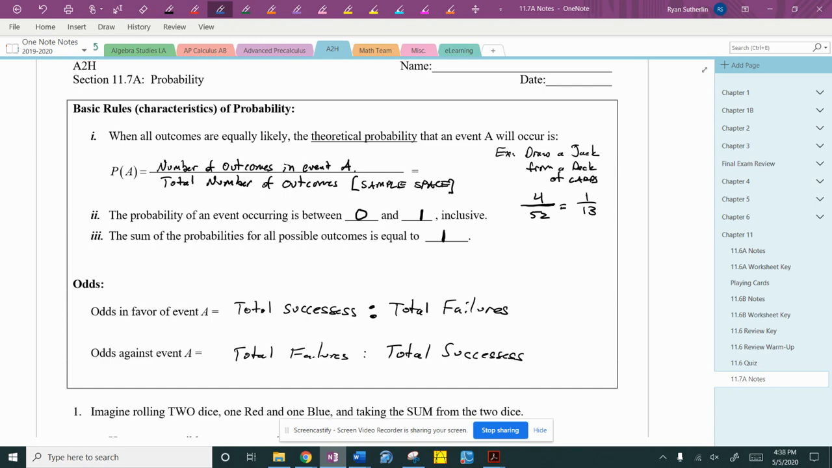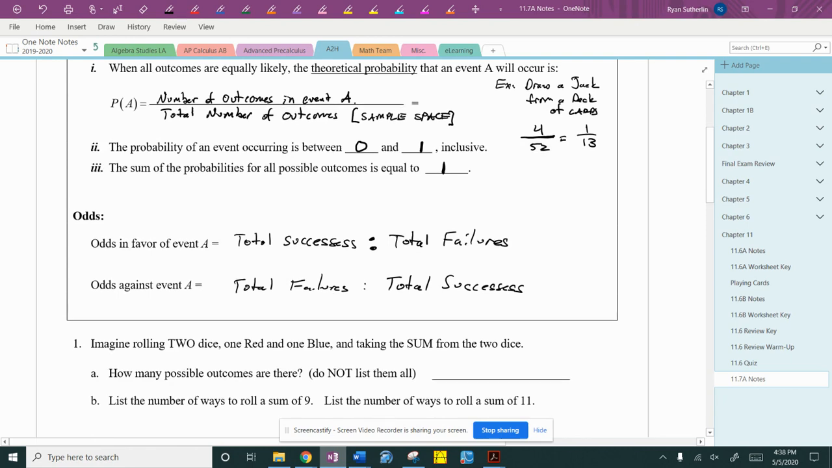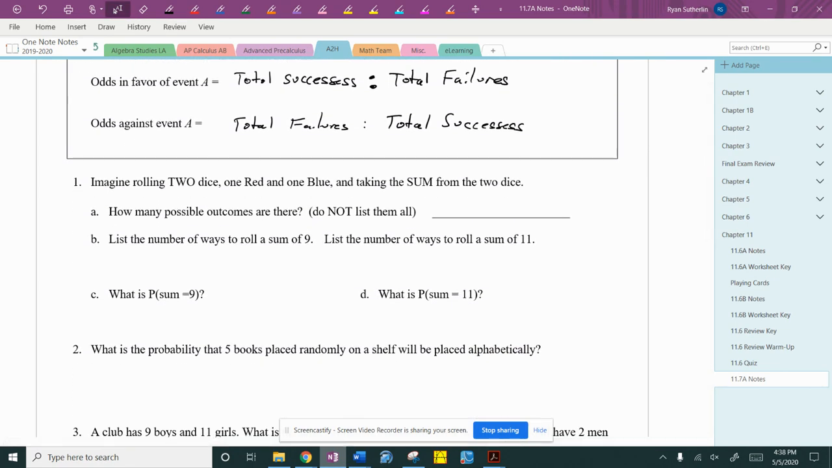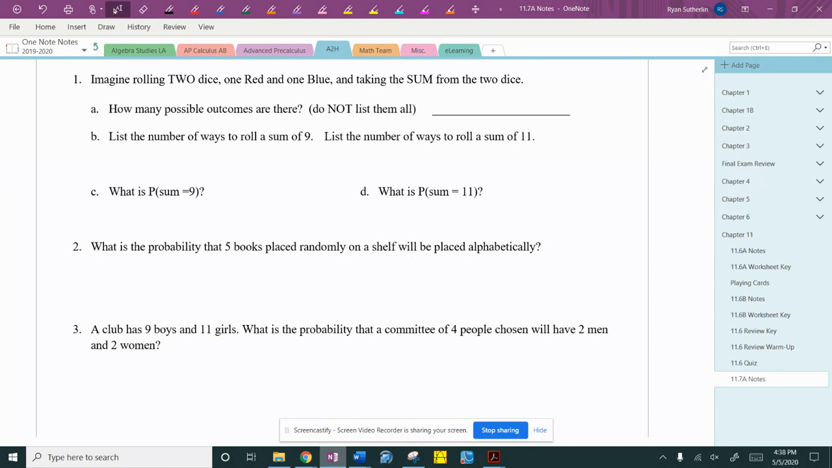All right, I'm going to start my way through these problems. So problem 1. Imagine only 2 dice, one red and one blue, and taking the sum of the two dice. How many possible outcomes are there? So we have a red die and a blue one. Each of those has 6 numbers on it. This goes back to what we did last section. If I have 6 choices for the red and 6 choices for the blue, then altogether there are 36 possible outcomes that I could have.